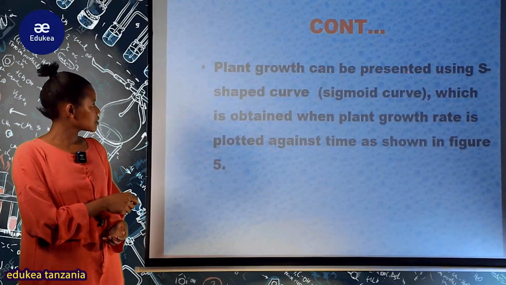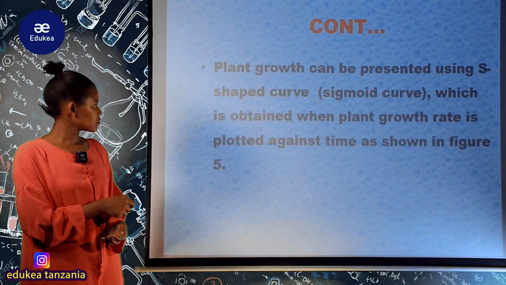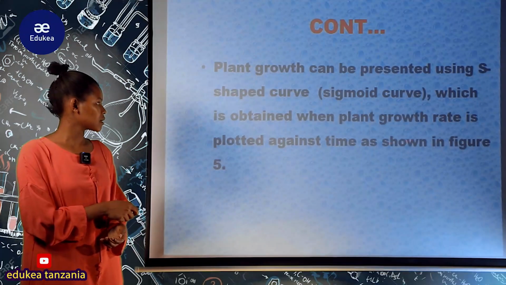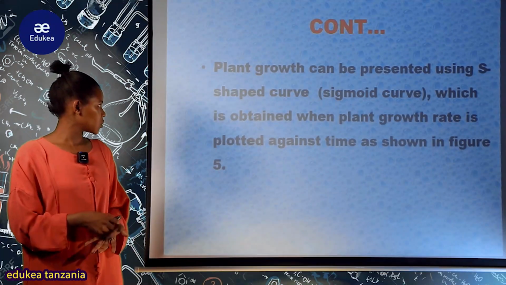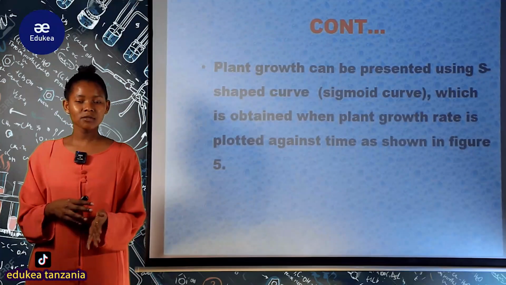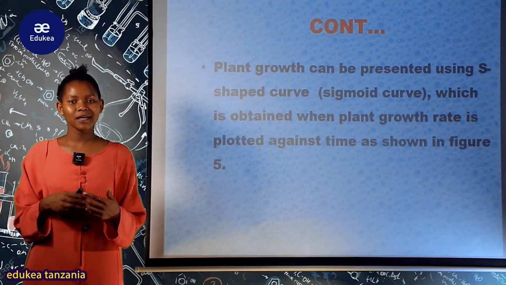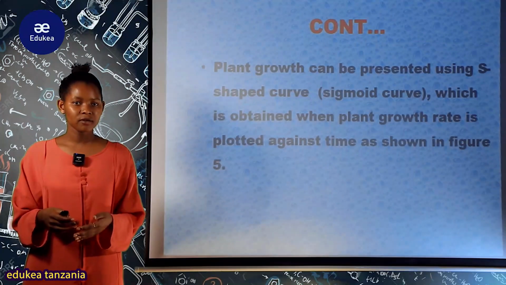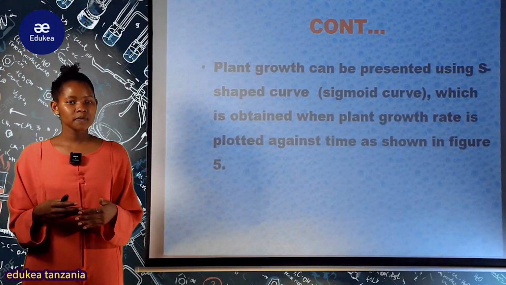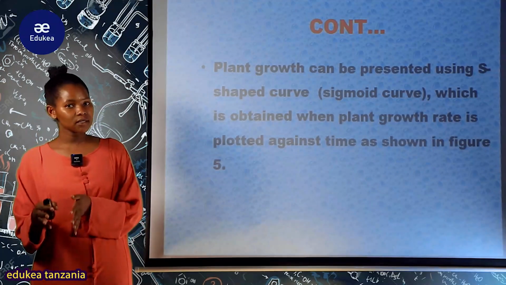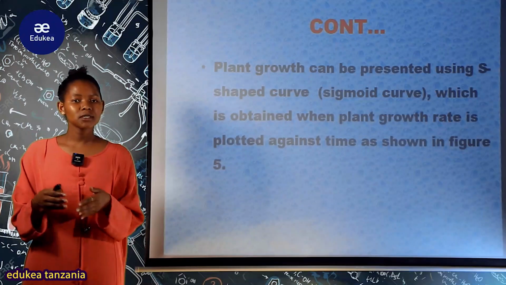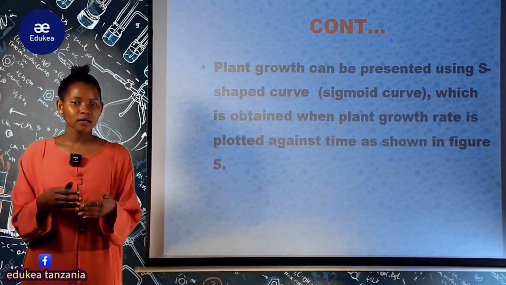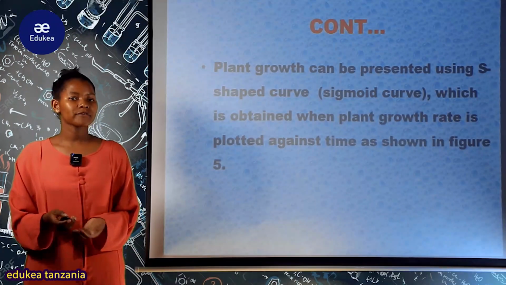Also, plant growth can be represented using S-shaped curve or sigmoid curve, which is obtained when plant growth rate is plotted against time, as shown in figure 5 below. My dear student, ukizungumzia growth ya plant inakuwa presented mostly na S-shaped curve, ama tunaweza tukaita ni sigmoid curve. Kwa when you are told to explain about sigmoid curve, utasema kwamba ni that's one which is used to represent the growth rate of the plant, ambayo inakuwa na growth rate against the time of the plant.